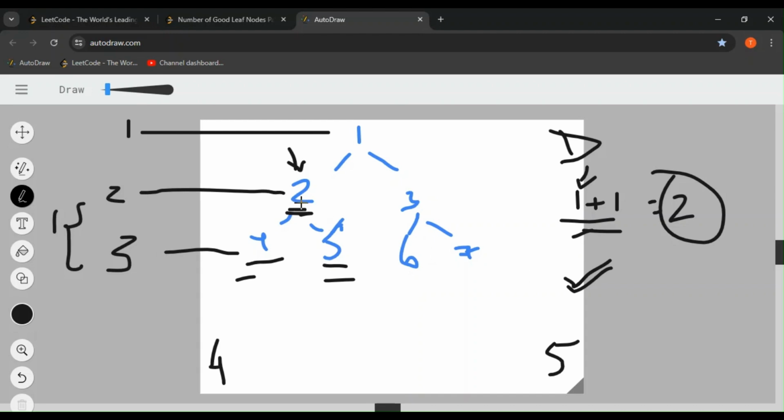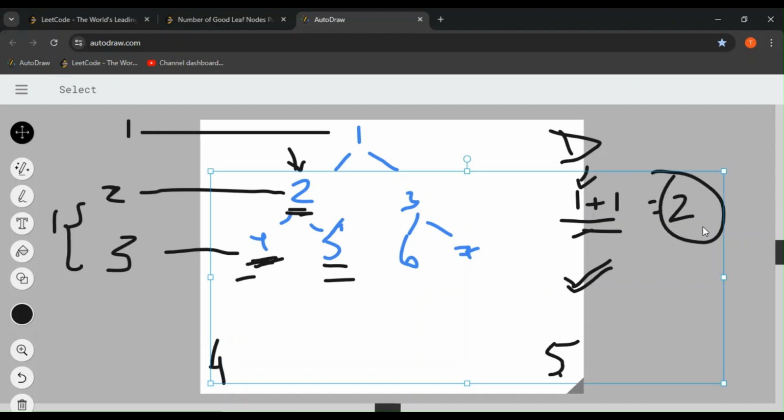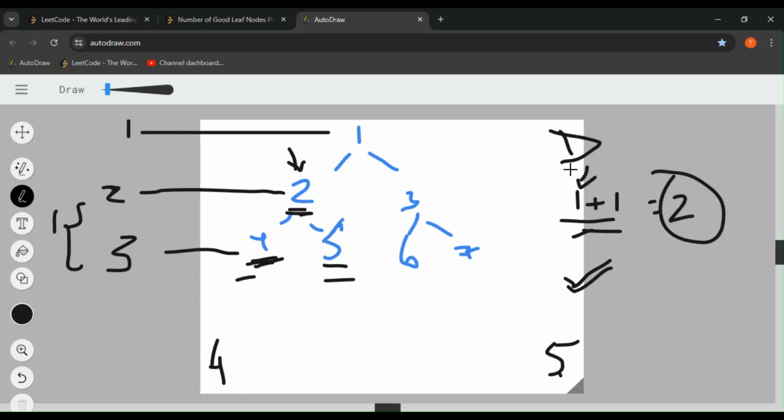Now, since we are at 2, we know 2's level, which is 2. Now, 4's level is saved somewhere. 5's level is saved somewhere. What is it? 4's level is 3, 5's level is 3, 2's level is 2. Now we find the total distance. So 3 minus 2 plus 3 minus 2, which is 1 plus 1, 2. So 2 is the total distance. Now I have the maximum allowed distance stored somewhere. I compare and then I increment the answer.